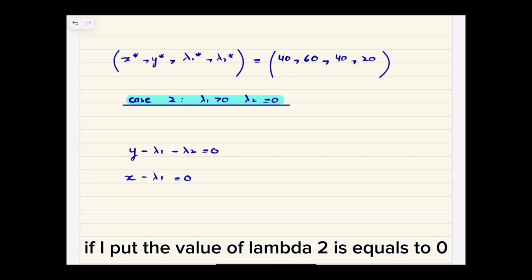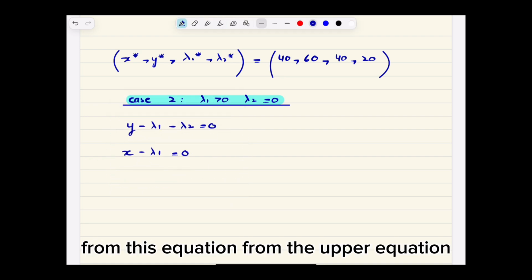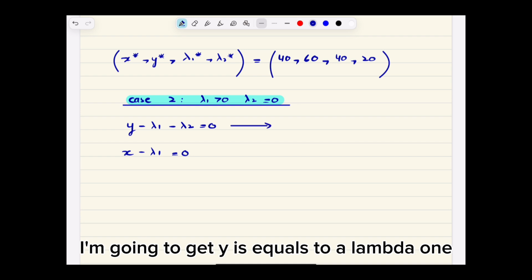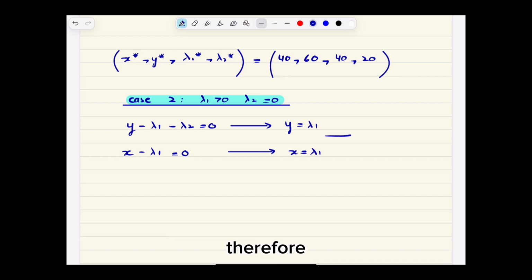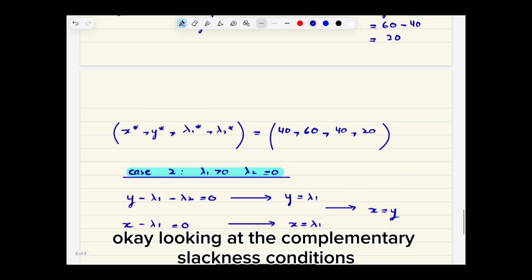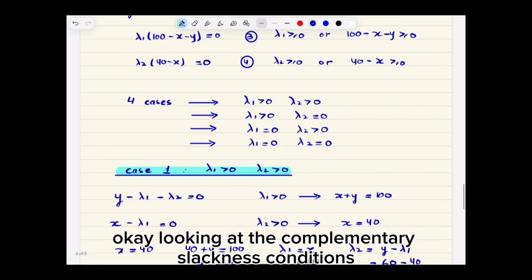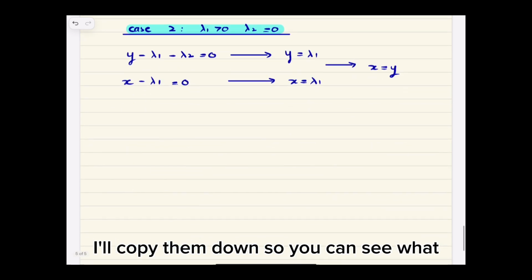If I put the value of lambda 2 equal to 0, from the upper equation I'm going to get y equals a lambda 1. From this I have x equals a lambda 1. Therefore both of these combined give me y equals x. Okay, looking at the complementary slackness conditions, which were these, I'll copy them down so you can see.